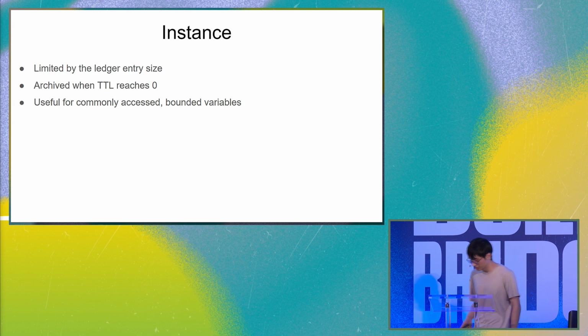So the first one, and probably the simplest one, is instance storage. It's limited by the entry ledger size, which means that it has a max of 64 kilobytes. It's archived when TTL reaches 0, and it's meant to be used for variables that are commonly accessed. So for example, like the admin key pair, or the admin pub key.